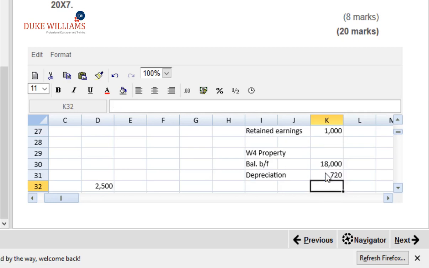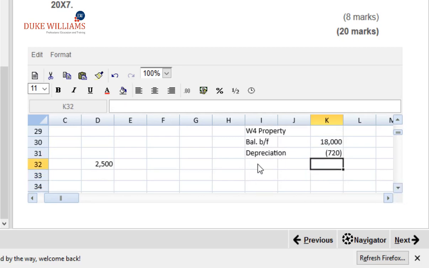So there we have it. And don't forget, the depreciation is a deduction, so I will negate it so I can have my bracket. Then I will have balance carried forward, and this should be equal to this plus the depreciation. I said plus because I have negated the depreciation. But ensure you keep it simple.